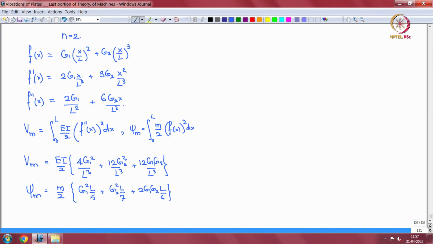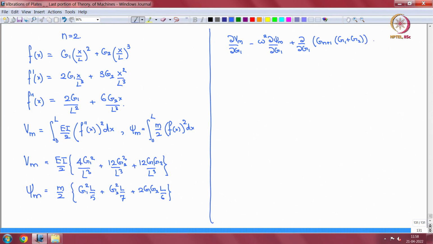Now the minimization equation. The minimization equation is del Vm by del G1 minus omega square del psi m by del G1 plus del G1 of the constraint equation G into n plus 1 f of L. Okay, what is f of L? G1 plus G2 equal to 0.